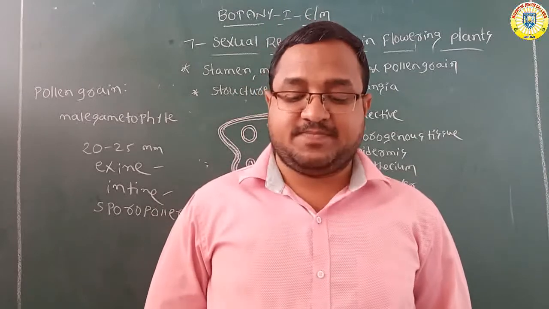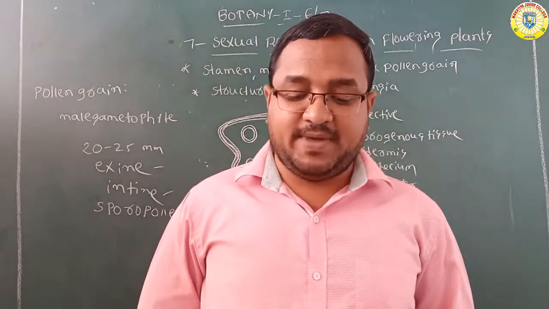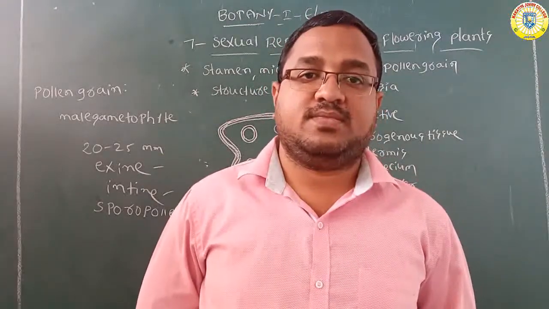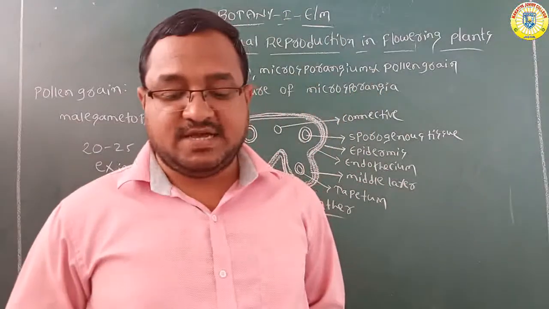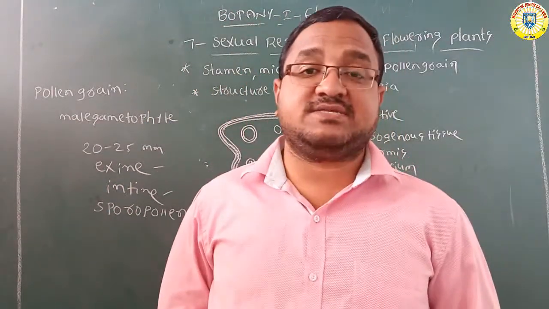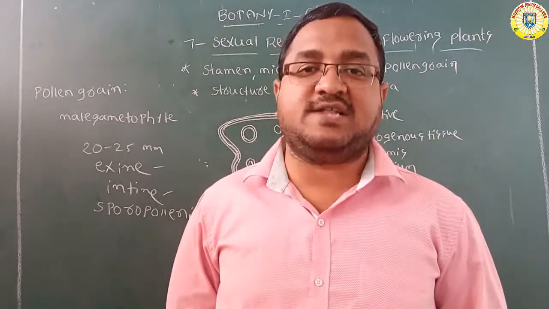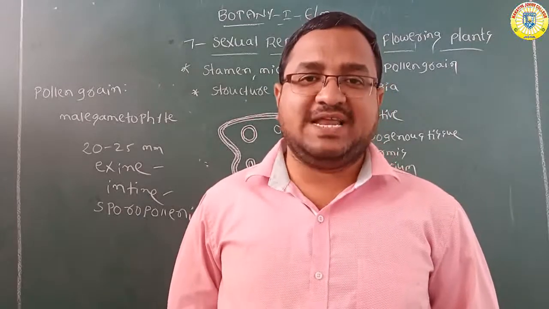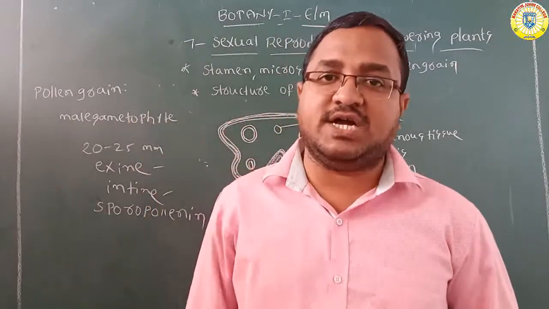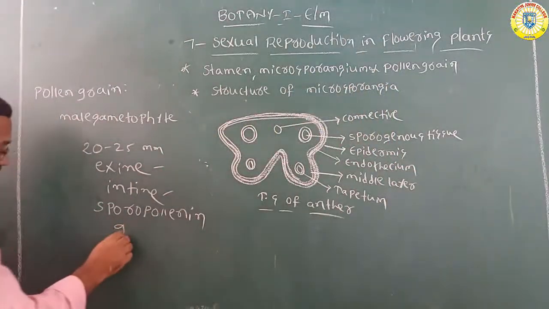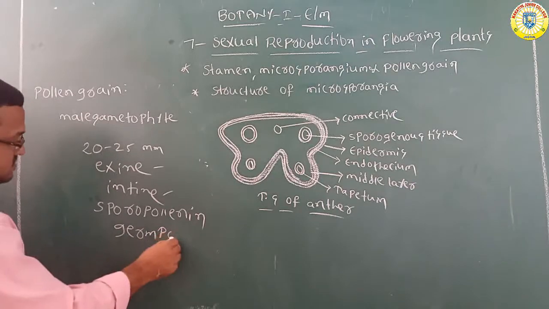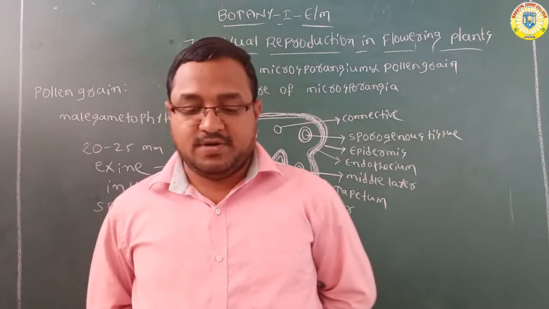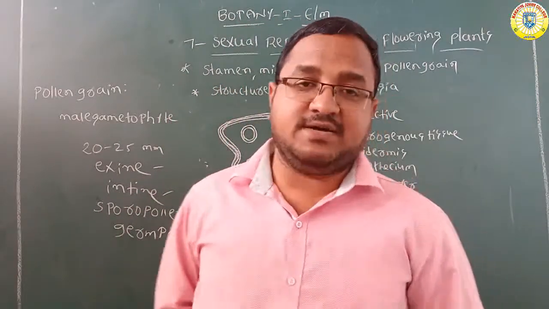The pollen grain exine has prominent apertures. The exine has some gaps, and these are called germpores, where sporopollenin is absent.